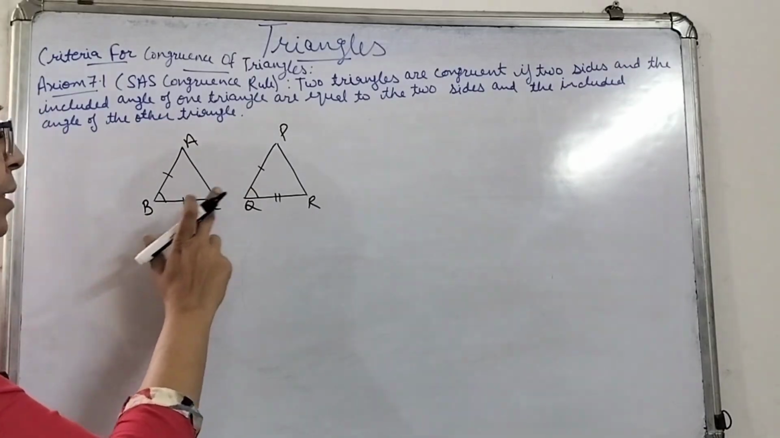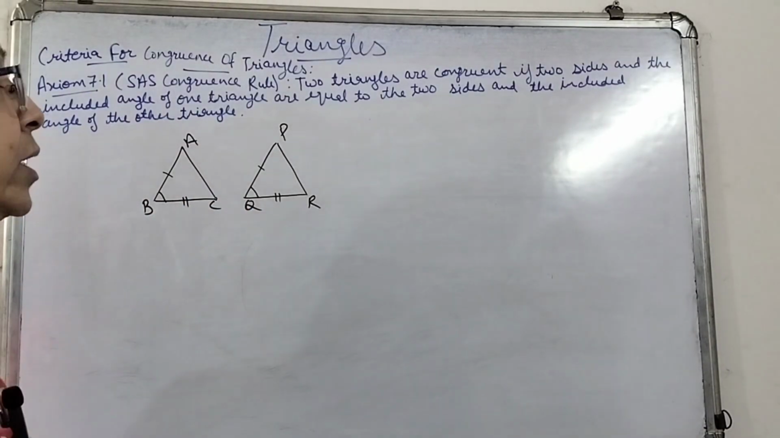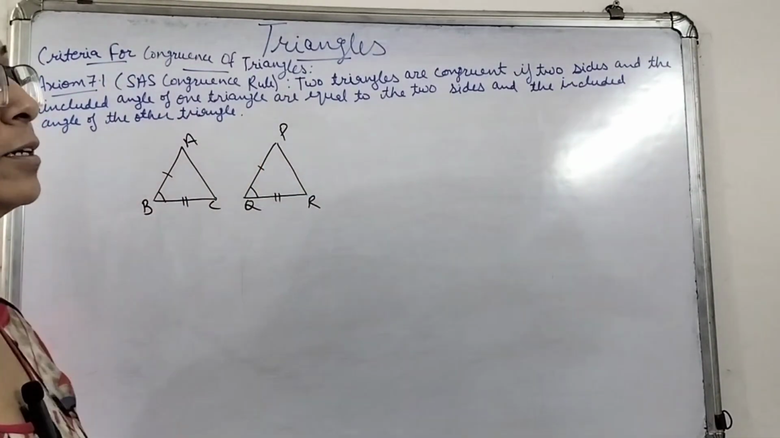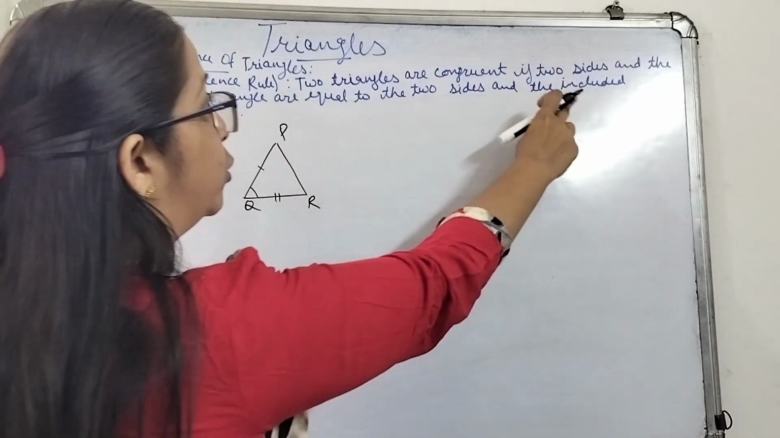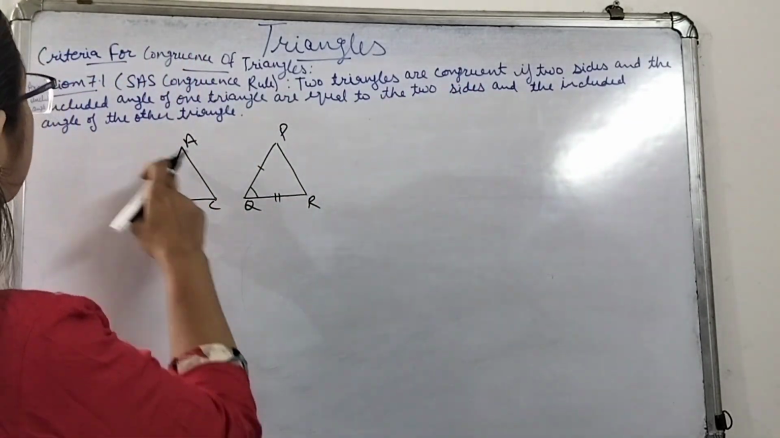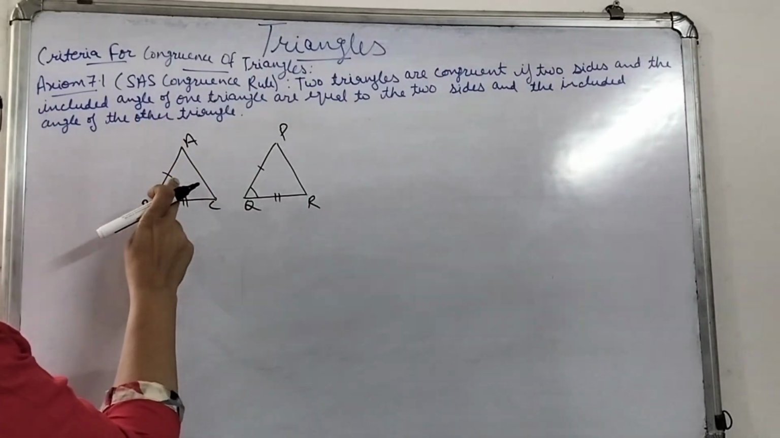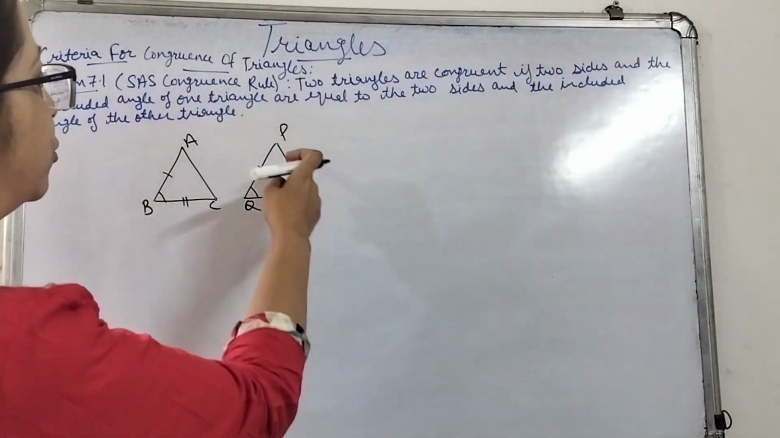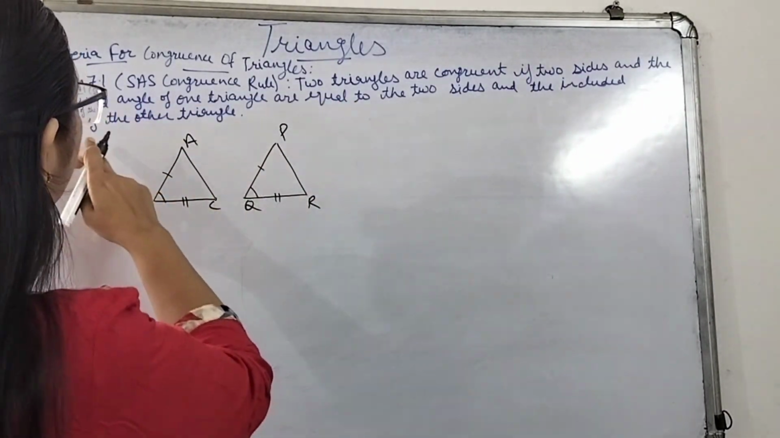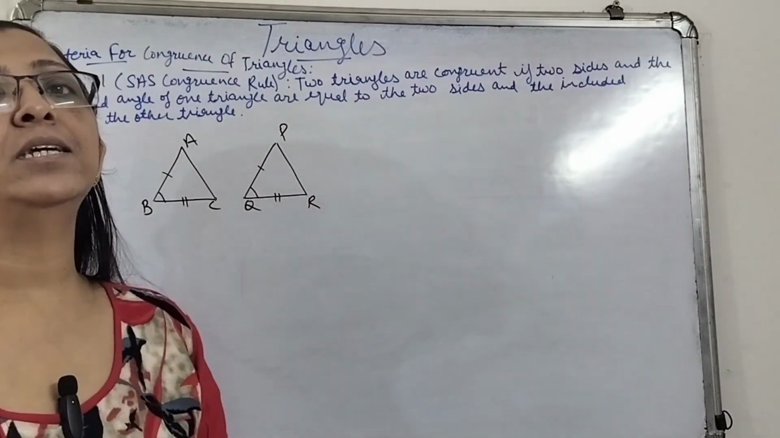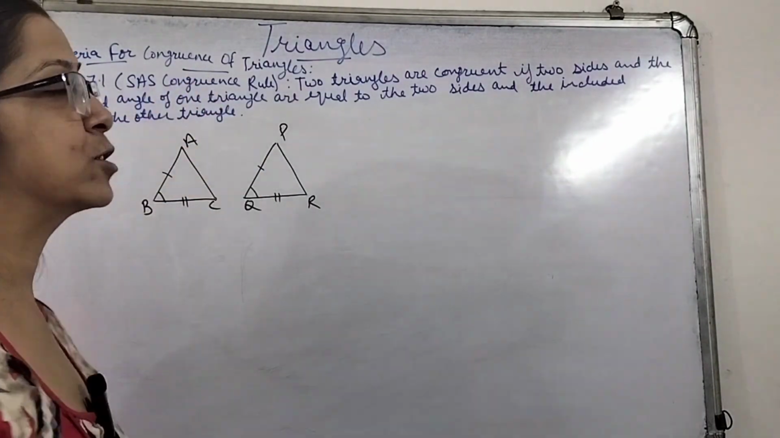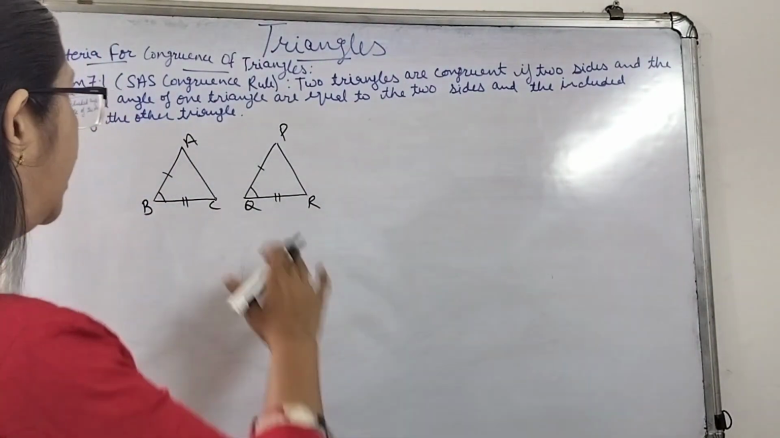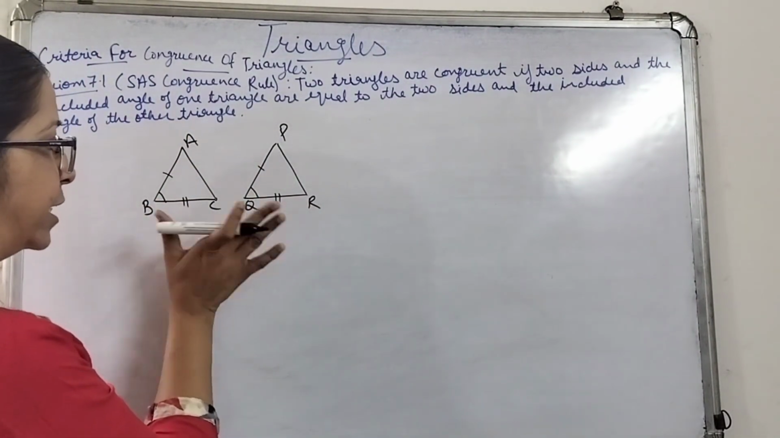That means if angle B is equivalent to angle Q, in that case these two triangles will be congruent. Two triangles are congruent if two sides and the included angle of one triangle are equal to two sides and the included angle of the other triangle. Then these two triangles are said to be congruent by the SAS congruency rule. Now that simply means two triangles are given to us.